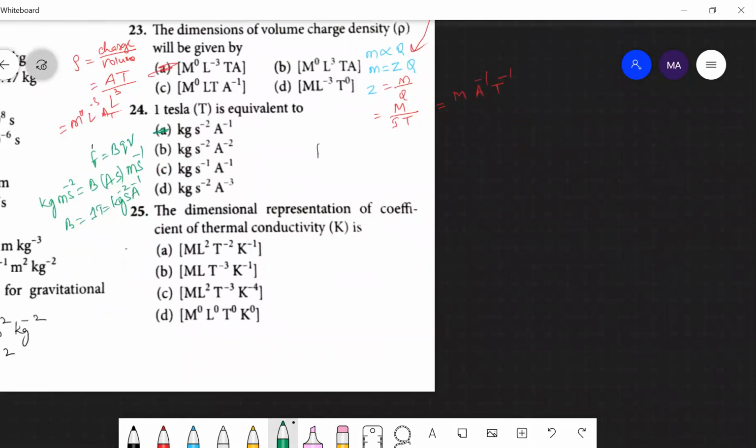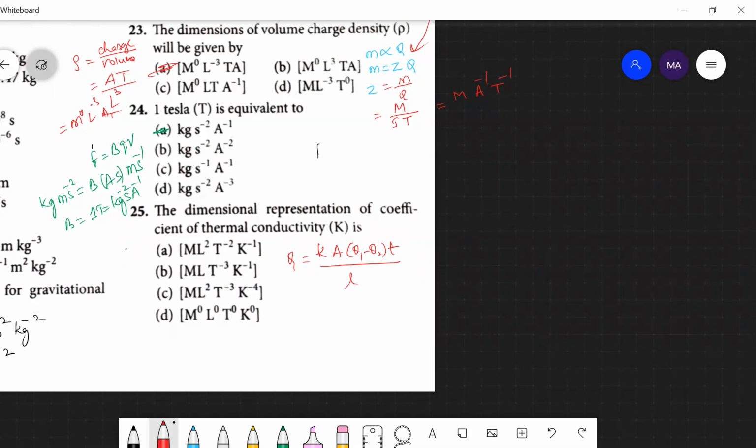Next one, 25th one. The dimensional representation of the coefficient of thermal conductivity. So you should remember here the formula of thermal conductivity. Can anyone tell me what is the formula of thermal conductivity? Rate of flow of heat, that is Q is equal to K, where K is known as thermal conductivity, into area, temperature difference T1 minus T2, into T, divided by L. This is your formula for thermal conduction, where K is your thermal conductivity.